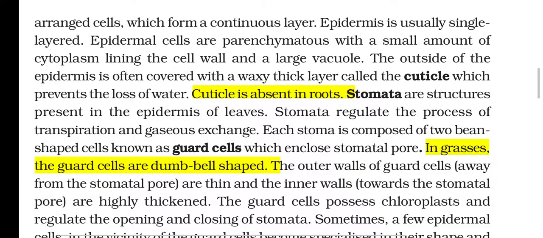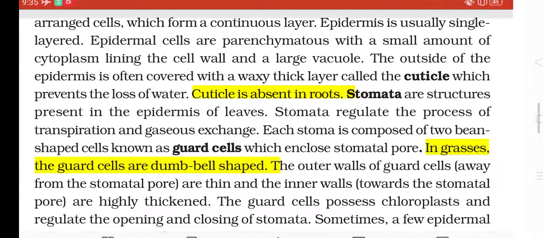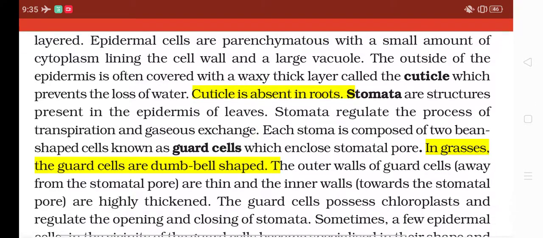Epidermis is usually single-layered. Epidermal cells are parenchymatous with a small amount of cytoplasm lining the cell wall and a large vacuole. The outside of the epidermis is often covered with a waxy thick layer called the cuticle, which prevents the loss of water. Cuticle is absent in roots.